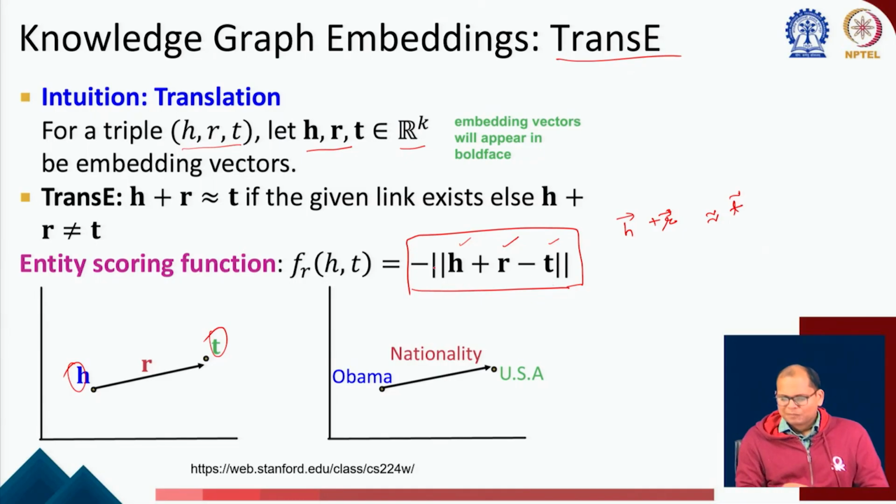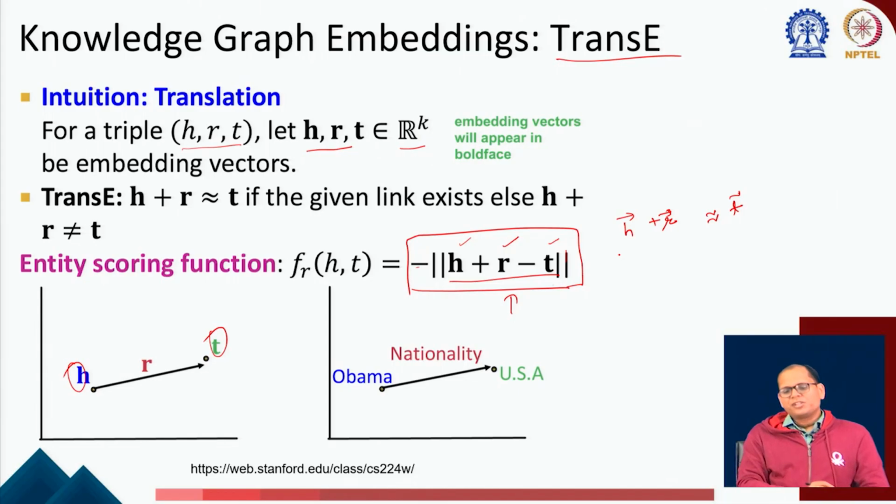If this magnitude is very close, this will be close to 0. But if h plus r is not close to t, this value will be high, and I have a high negative score, right? This is a negation, so I always want a low negative score to be able to score the entity highly.